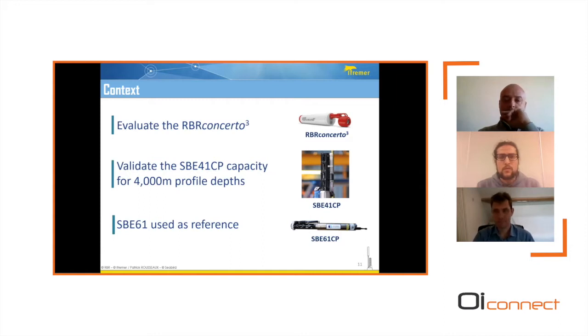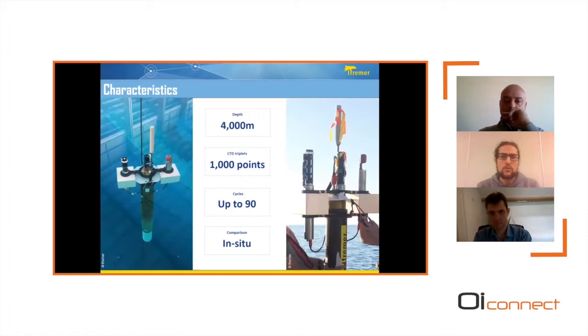And why we call it three-headed? That's because we also add the SB61 on the DPower, because this is a unique occasion to compare the two CTDs from Seabird side by side on the same platform. So that is the context, and now I will give some brief characteristics of the three-headed DPower.